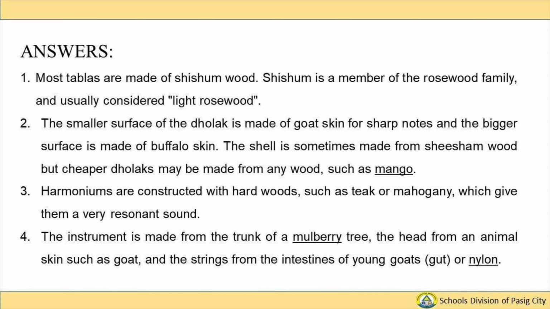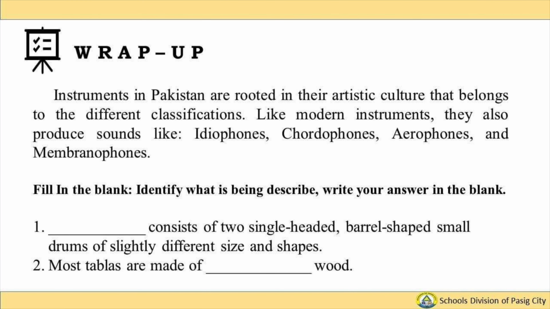Number 3. Harmoniums are constructed with hardwood, such as teak or mahogany, which give them a very resonant sound. And number 4, the instrument is made from the trunk of a mulberry tree, the head from animal skin such as goat, and the strings from the intestines of a young goat, gut, or nylon. Instruments in Pakistan are rooted in their artistic culture that belongs to different classifications. Like modern instruments, they also produce sounds like idiophones, chordophones, aerophones, and membranophones.